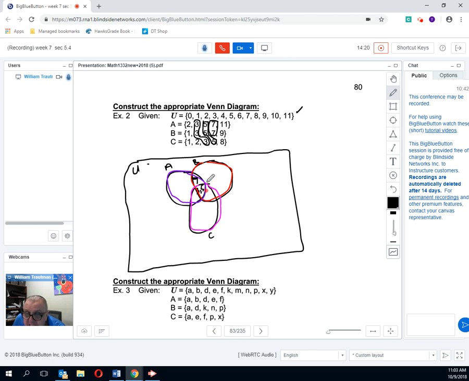Is that what's in common between B and C? Let's look at B and C. Do you see how B and C have a 1? And that's it in common. So between B and C, there's a 1 in common. It's not with A because it's not in common with A, but it's just in common with B and C. That one there.